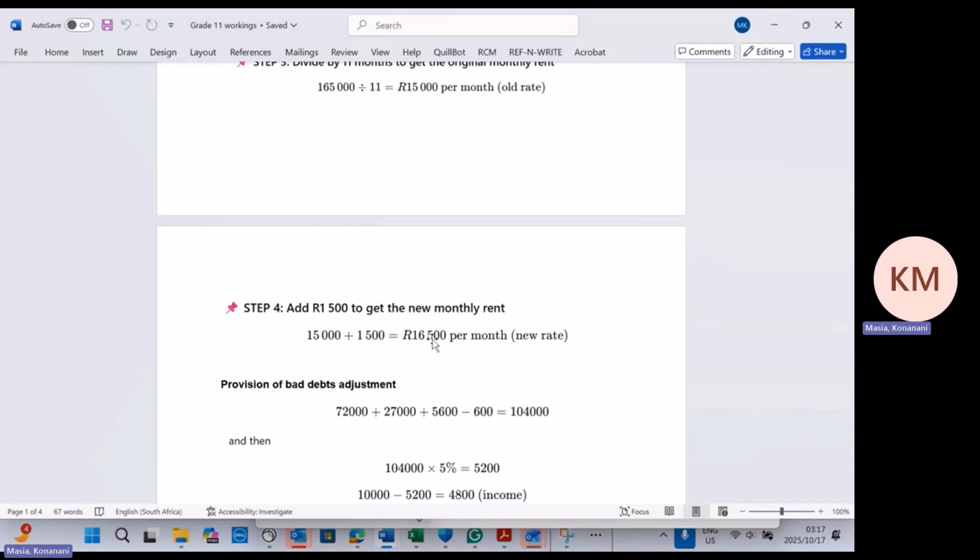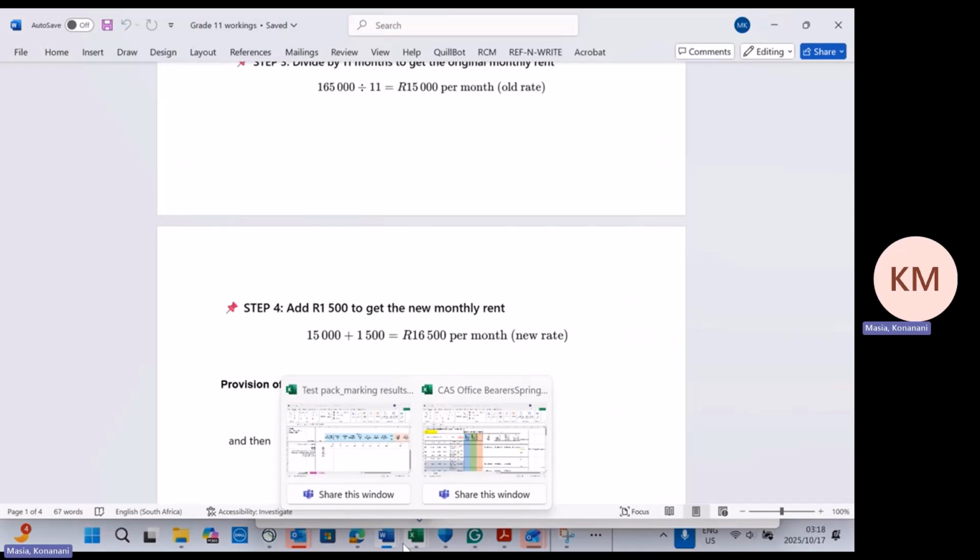But now, considering that the increase only happened from November until January, and even in the month of February there was an increase of 1.5, first take out the effect of the increase so that you calculate the amount before the increase. When you have calculated that amount, you then add the 1.5 increase. Okay, that's how you are supposed to do the calculation of rental income.